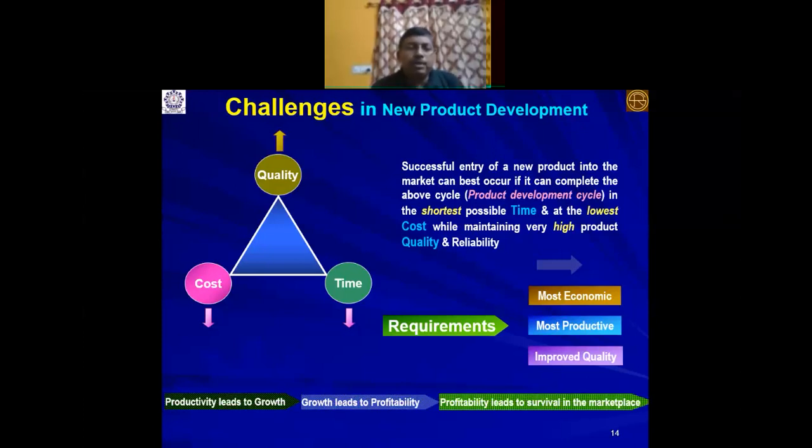In order to cope with these three important attributes, you have to develop a product with the shortest possible time, with the lowest possible cost, keeping the quality high, which means it should be ergonomic, aesthetically beautiful, and functionally good. Then that is the quality. Now, what you have to do? You have to develop your product with the shortest possible time.